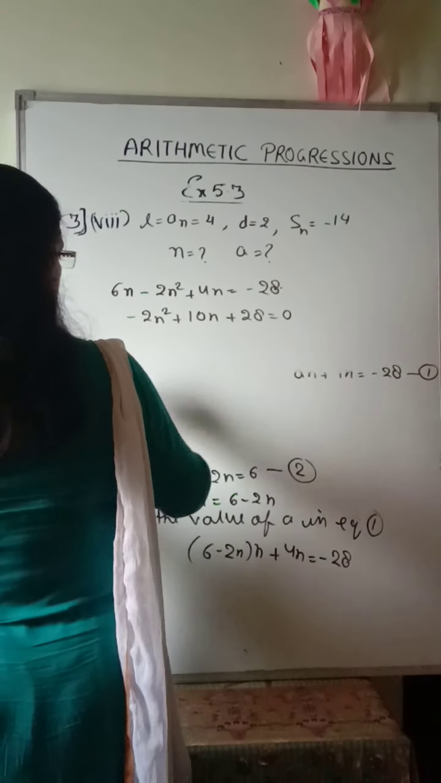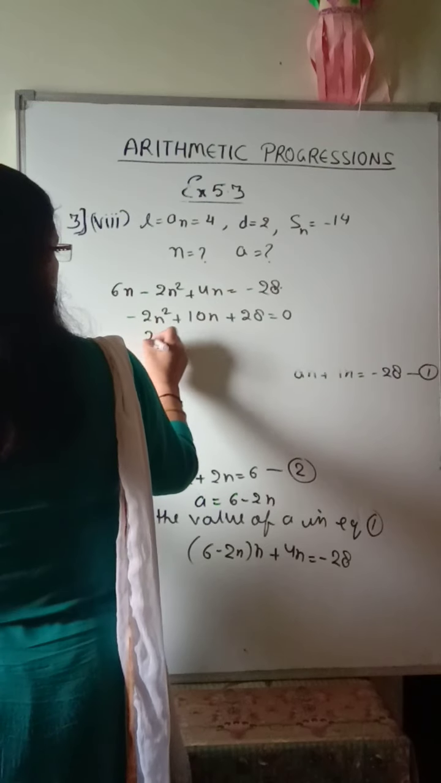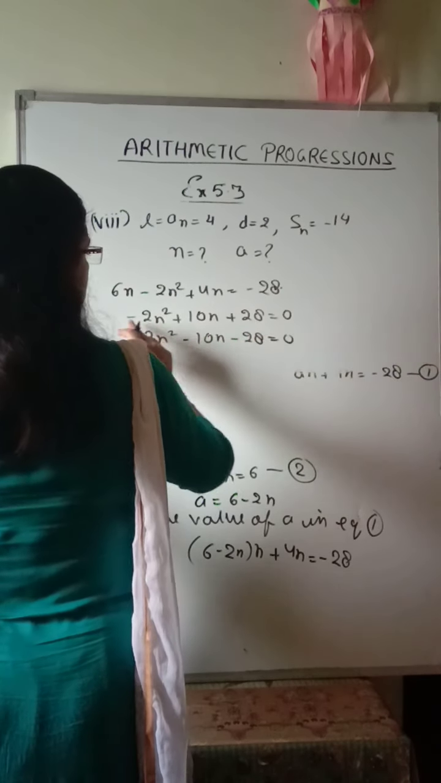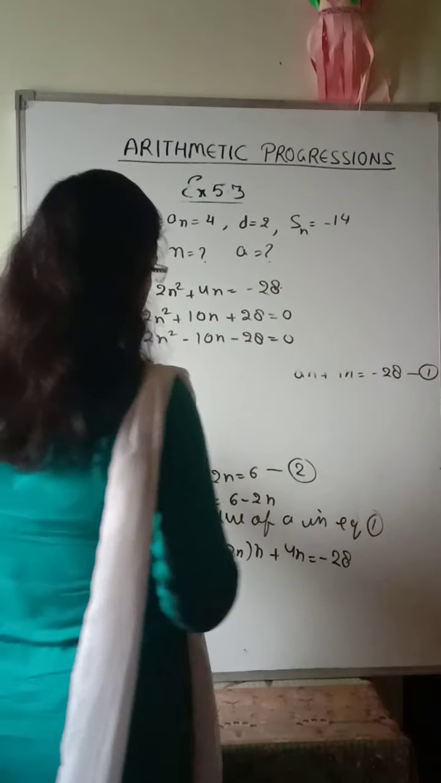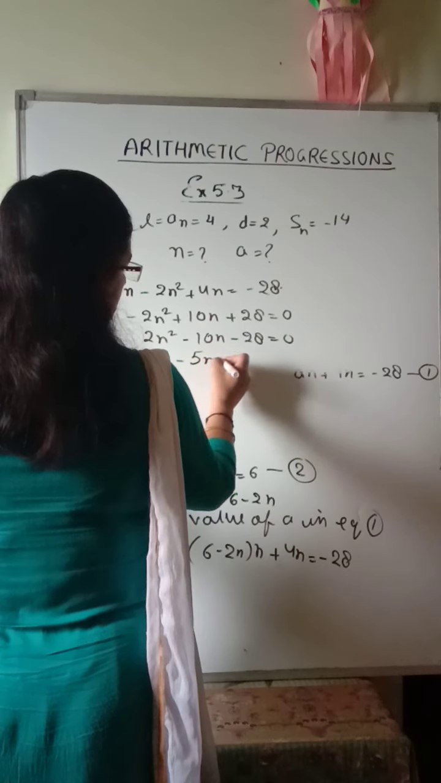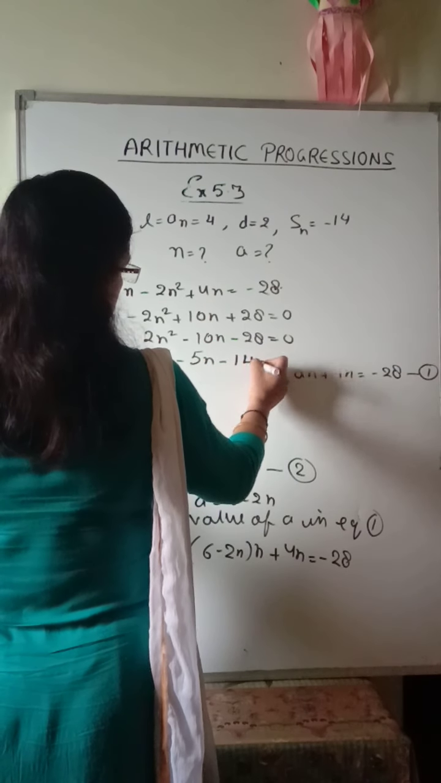सारे change कर दो इसकी sign we can change. So 2n square minus 10n minus 28 equals to 0. Sign सबके change करेंगे, मतलब minus से इसको multiply. अब इसको 2 से divide कर दो. n square minus 2 5 is 10n minus 2 4 is 8 equals to 0.